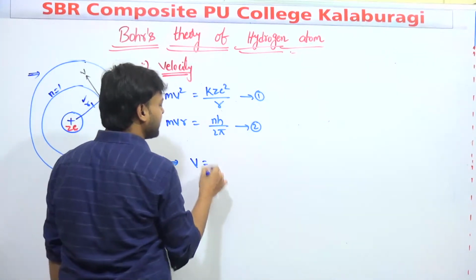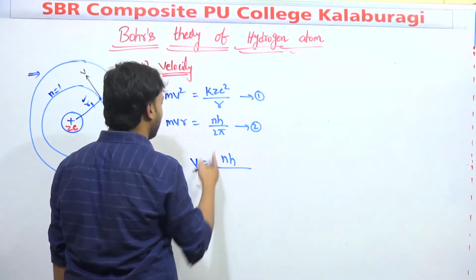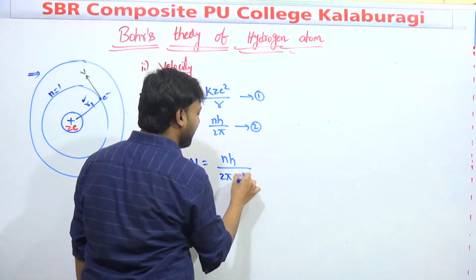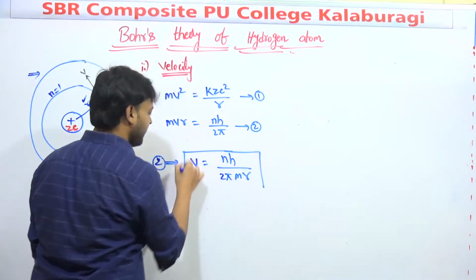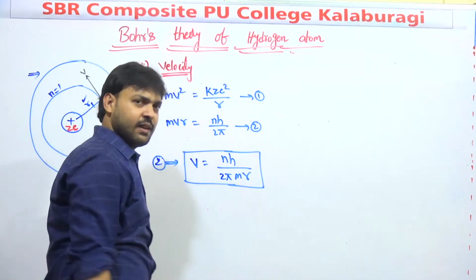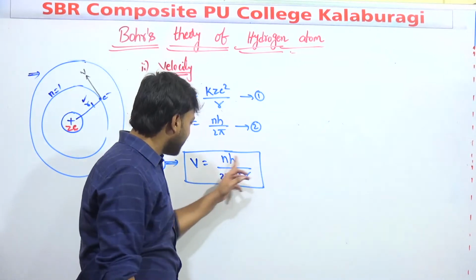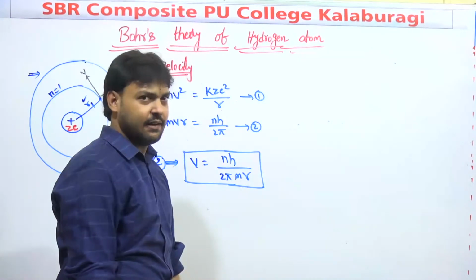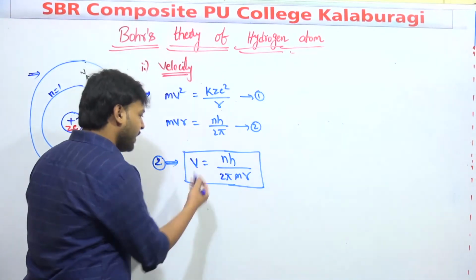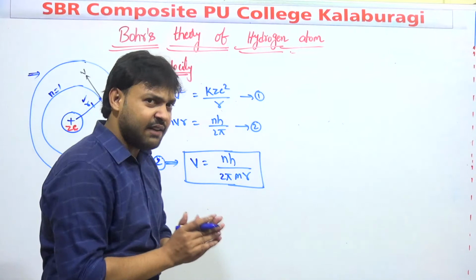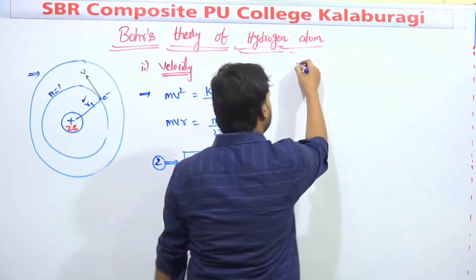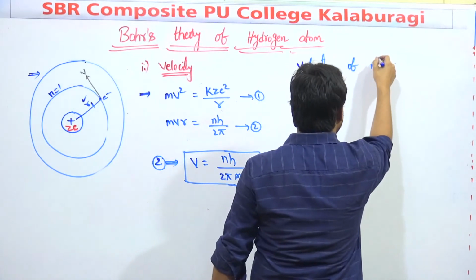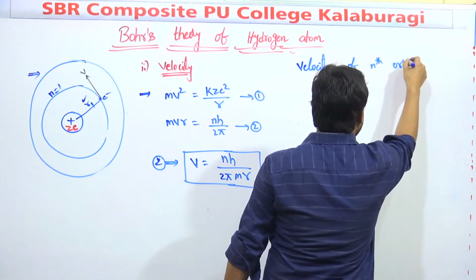So v equals nh divided by 2 pi, and m and r go to the other side, so it will be 2 pi m r. Simple. Is that okay? So v equals nh divided by 2 pi m r. This is the velocity. Now, what can we write? The velocity of the nth orbit.